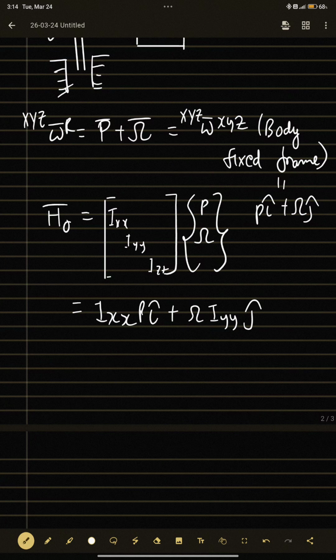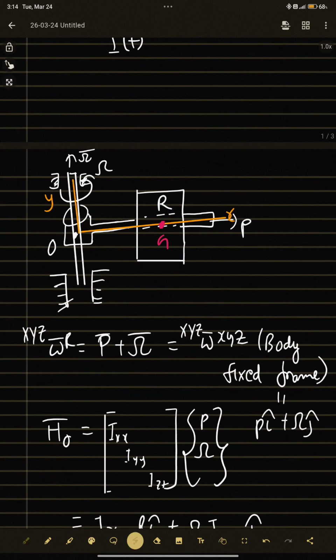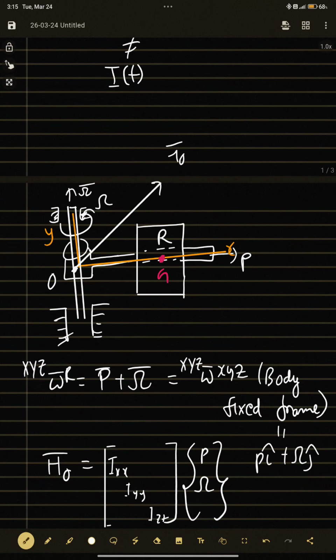So if you look at this angular momentum in this frame, can I write it component wise? Ixx P i cap. So there is some Hx i cap, and there is some component of angular momentum Iyy sigma j cap. So I can have an angular momentum vector written here in this body fixed frame. I have to compute it. And similarly, you understand that there is an omega also.